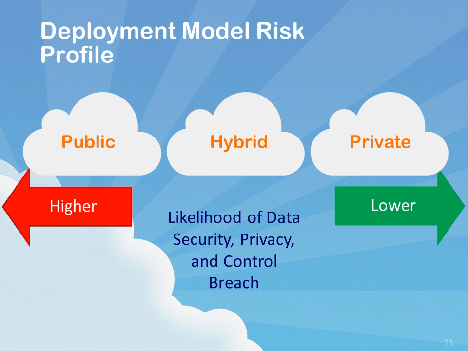In terms of deployment model risk, I think the three models that we have identified are public, hybrid, and private. Our biggest concern is likelihood of data security, privacy, and control breach. And we can see that normally these issues are higher within the public and lower within the private. It's something that we need to consider as we take the next step into cloud computing. I think it's something that we've got to be mindful of.